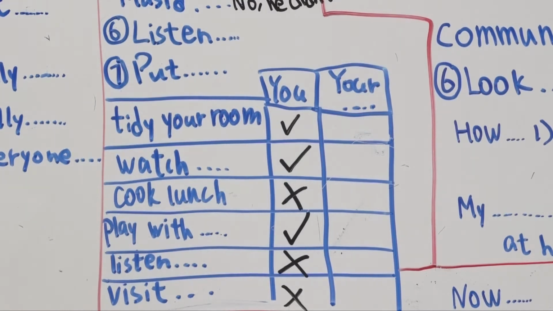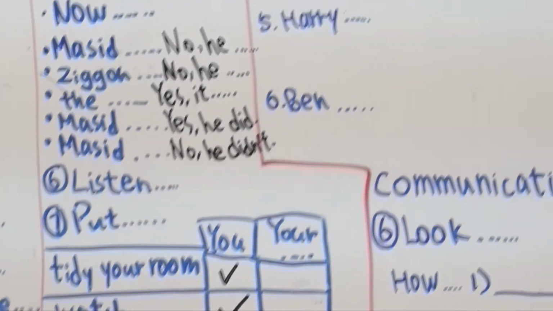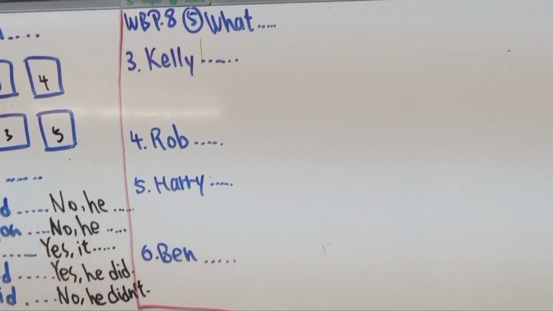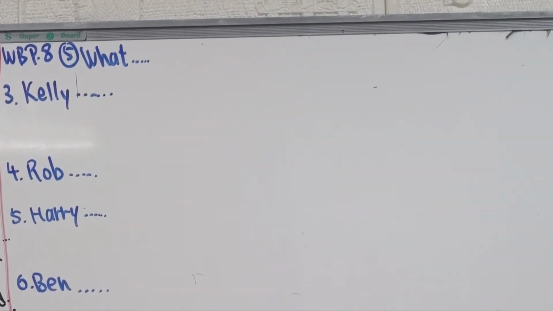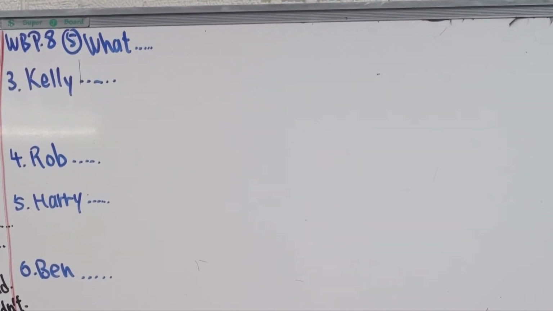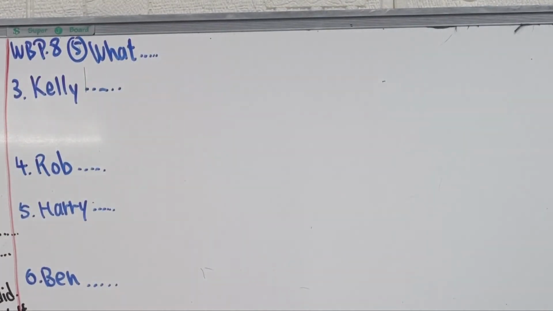Alright, if you are done with the pupil book, then let's move on to the workbook. Alright, workbook for you today is page number 8. It says, what did they do last Saturday? So who can you see in the picture next to here? Let's say on page 8, a picture of Sarah, Sue, Callie, Rob, Harry, and Ben, right? You have to answer all the questions according to the picture, okay?